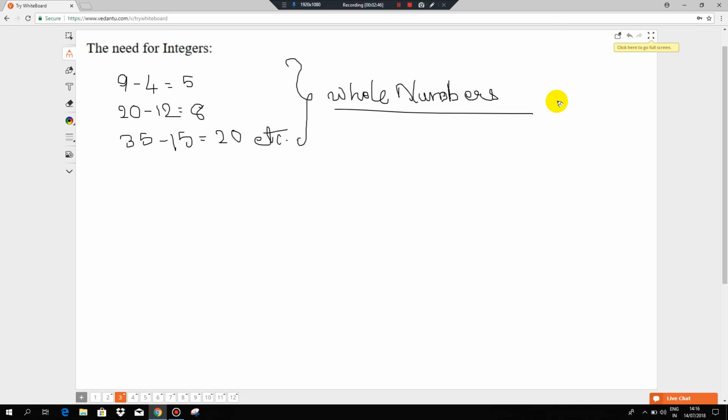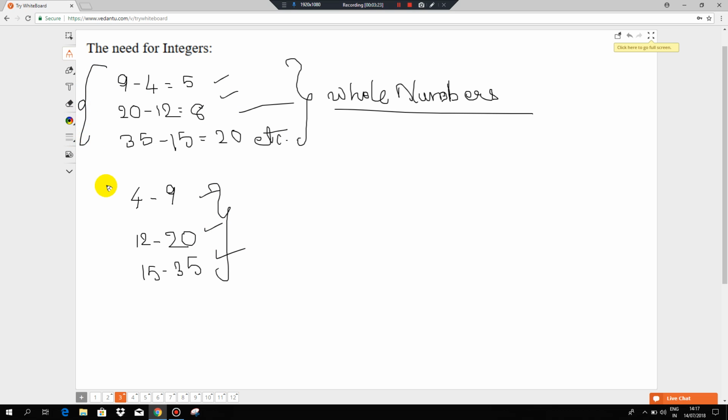But we have no whole numbers to represent 4 minus 9, 12 minus 20, 15 minus 35. We don't have any numbers for these types of questions. There are so many. So there is a need to extend our number system so that we have numbers to represent such differences. These are possible, but how about these? It's not possible. But in this chapter, we will see the solution for this type of question.